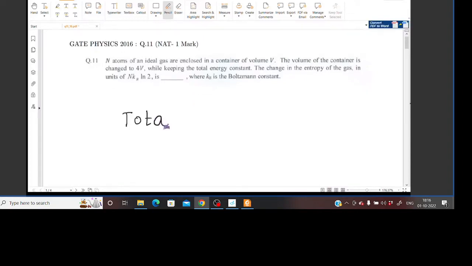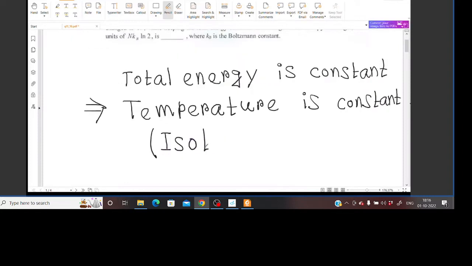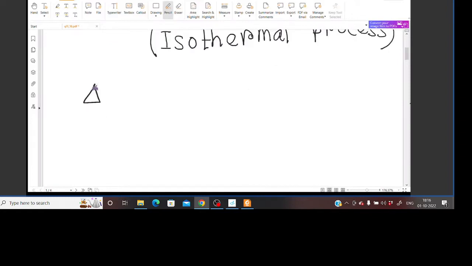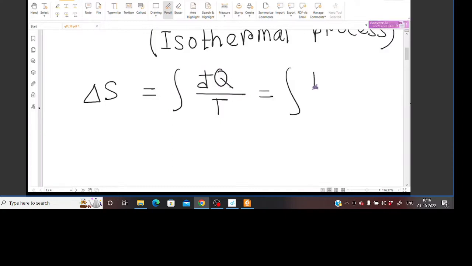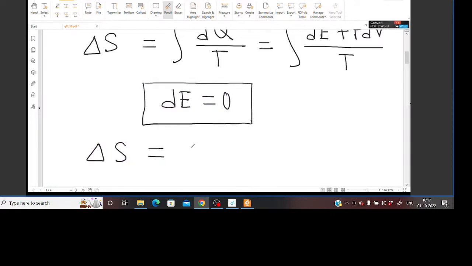In this problem, the total energy of the ideal gas is constant. It means the temperature of the ideal gas is constant during this process. So it is an isothermal process. The change of entropy delta S is equal to integral del Q by T. Here del Q is equal to dE plus P dV. As the total energy is constant, we have dE equal to 0. So delta S is equal to integral P dV by T.